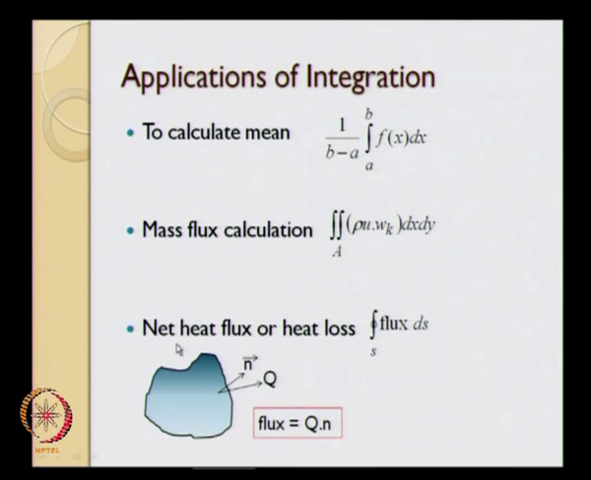Another example is to calculate the net heat loss happening through this particular surface, and the net heat loss through the surface is the surface integral of flux multiplied by the differential surface ds. We will integrate it over the entire surface S. So that is going to be the flux that exits from any infinitesimal area in this overall body. Okay, this is how we will calculate the flux.